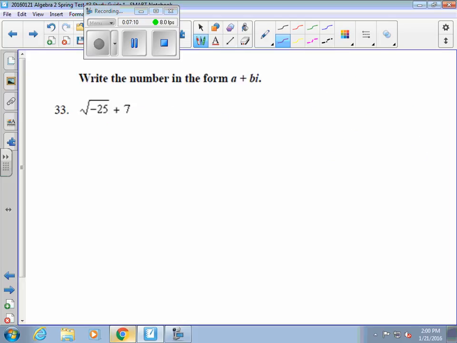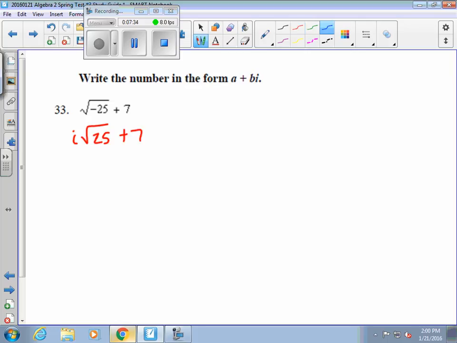Rewrite this number in the form a plus bi. Remember, this is asking you for the square root of a negative value. There is no number that when you multiply it by itself will give you a negative value. So we created an imaginary number to remove the negative value. So i, when it multiplies by the square root of 25, will remove the negative. So i times the square root of 25 plus 7.